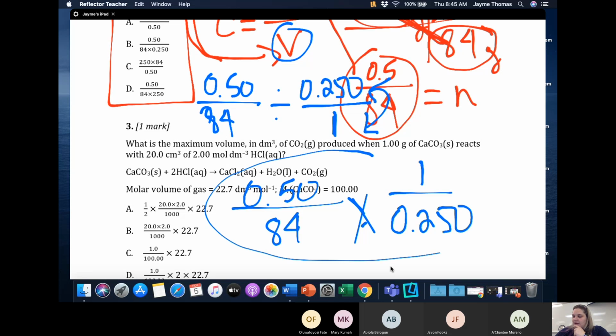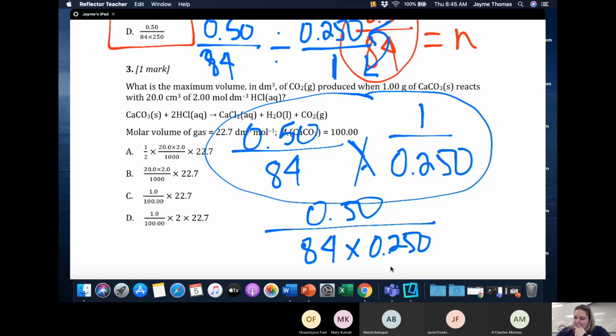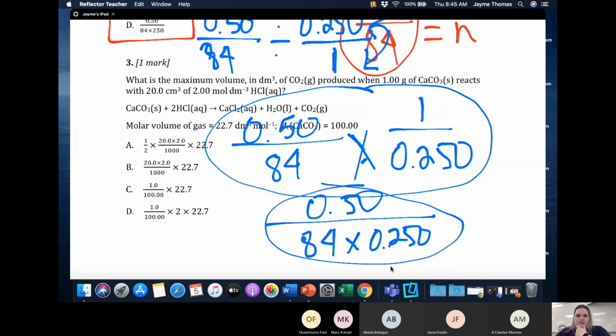Okay, but now I can simplify it, right? Because I can get rid of the 1 because that doesn't do anything. So that means on top I have 0.5 times 1, so on the top I'm just going to have the 0.5. On the bottom I'm going to have 84 times the 0.250. Okay. So do any of our answer choices match this: 0.5 divided by 84 times 0.250?